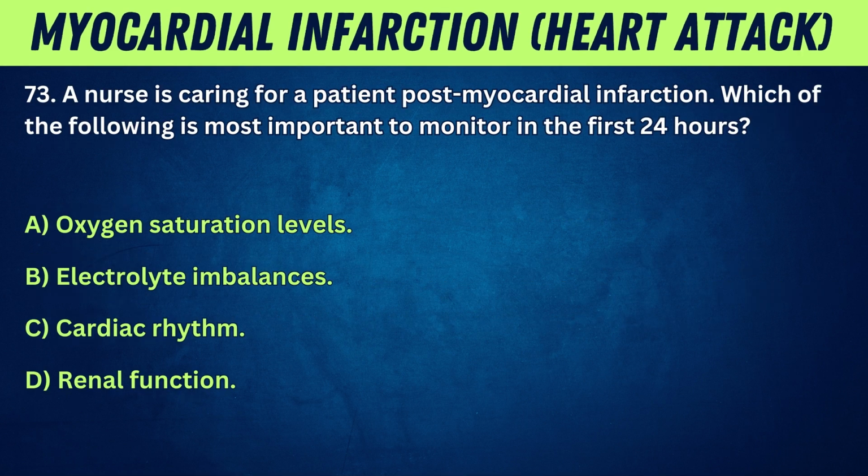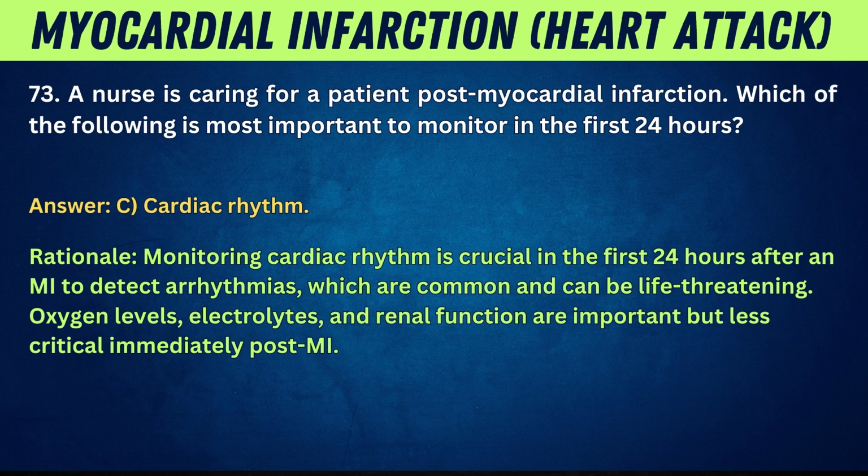73. A nurse is caring for a patient post-myocardial infarction. Which of the following is most important to monitor in the first 24 hours? A. Oxygen saturation levels. B. Electrolyte imbalances. C. Cardiac rhythm. D. Renal function. Answer: C. Cardiac rhythm. Rationale: monitoring cardiac rhythm is crucial in the first 24 hours after an MI to detect arrhythmias, which are common and can be life-threatening. Oxygen levels, electrolytes, and renal function are important, but less critical immediately post-MI.